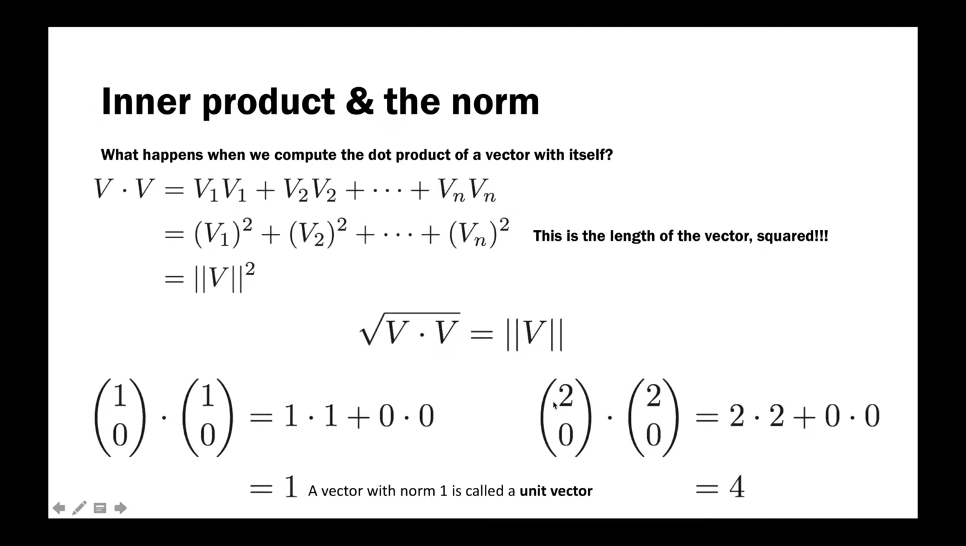Let's do a different example. Here we have the vector 2, 0. The dot product of this vector with itself is 2 times 2 plus 0 times 0, which gives us 4. So the norm squared of 2, 0 is 4, which means that the norm of this vector 2, 0 is the square root of 4, which is 2. So the length of this vector 2, 0 is 2, which makes sense.